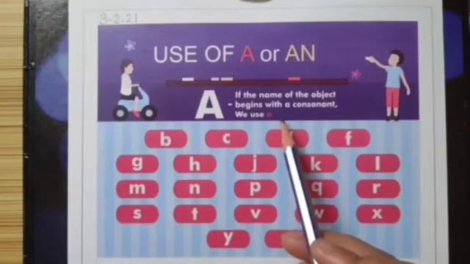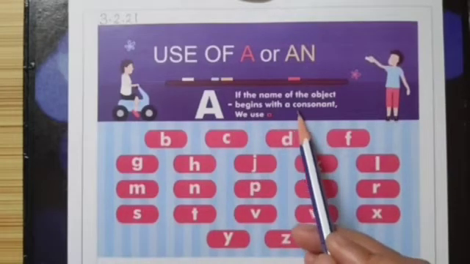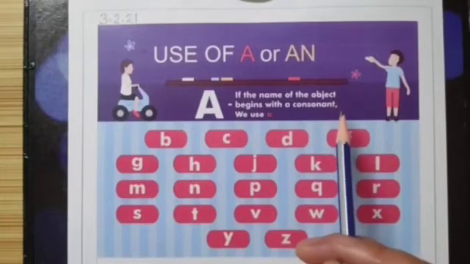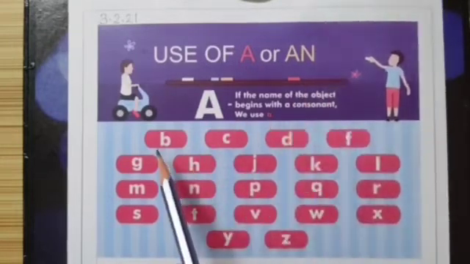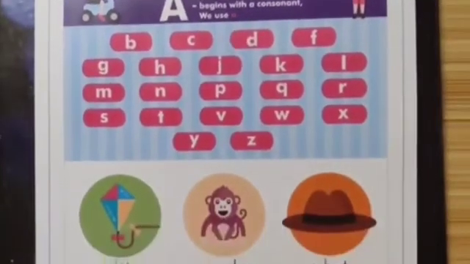Why will we use A? Because A is a very good friend of consonants. A क्या है? A consonants का friend है. And these all alphabets are called consonants. Now let's see some examples of use of A.